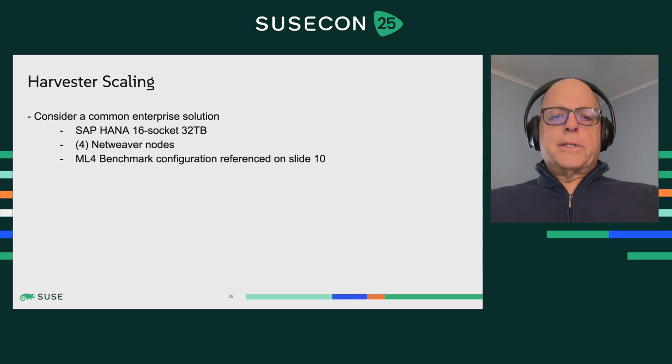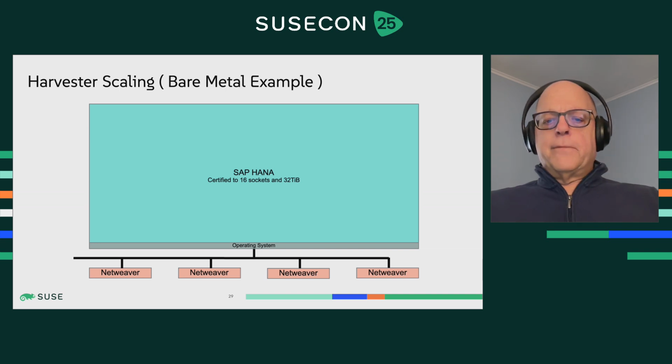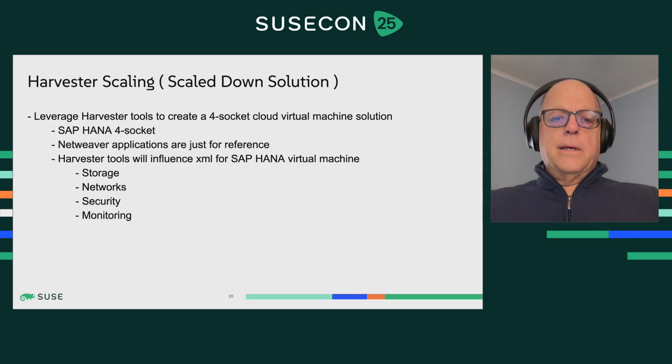Another consideration is a common enterprise solution that was previously mentioned, SAP HANA, 16 sockets, 32 terabytes. We're including 4 NetWeaver nodes in the configuration for an ML4 benchmark configuration, back on the certification slide. We might have a diagram like this, where we have the bare metal SAP HANA and the bare metal NetWeavers in the configuration.